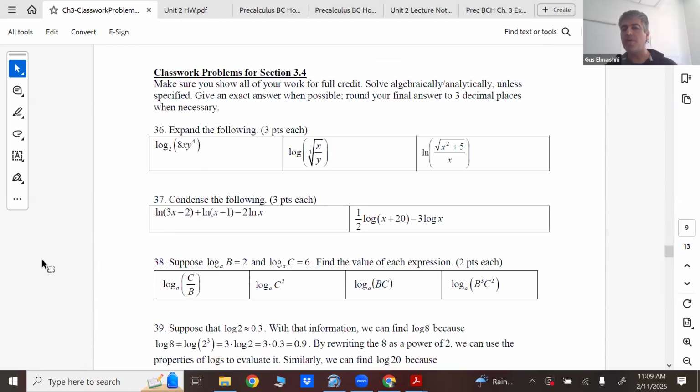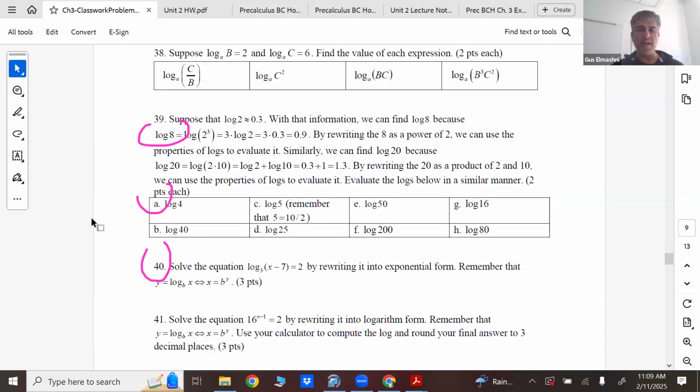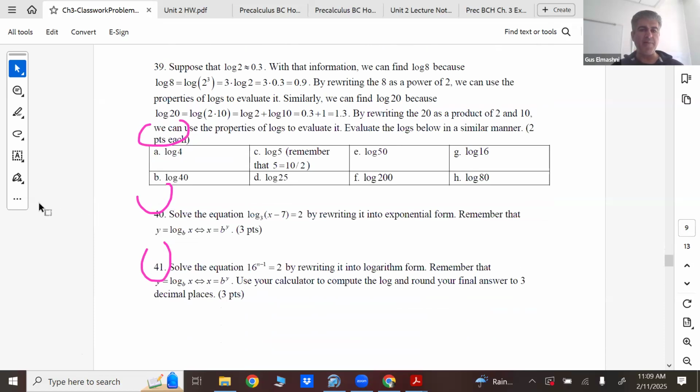Now you should know the log properties, but I'm not going to ask to expand or condense straight up. It will just be baked into the equations, but you should know your properties. So I'm still going to suggest that you guys do these problems, so you know how that works. You have 36, 37, 38, and 39 is a good one. Again, just practicing the properties of logs.